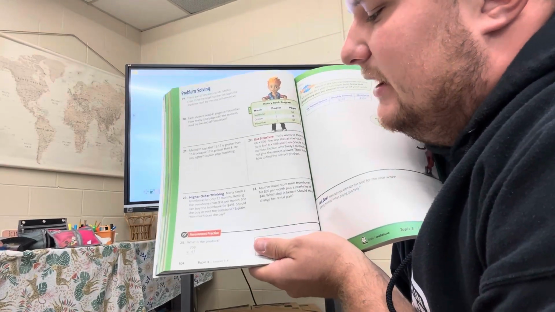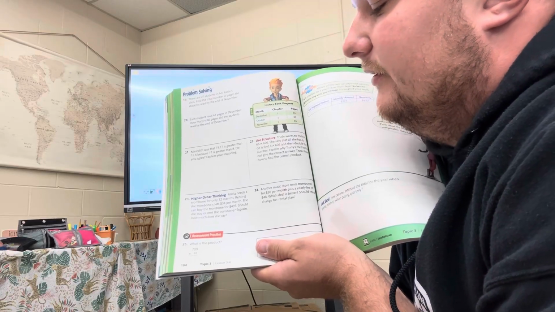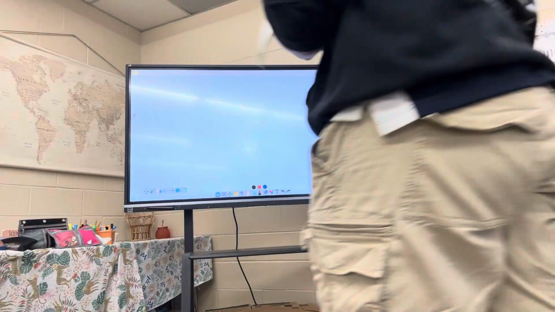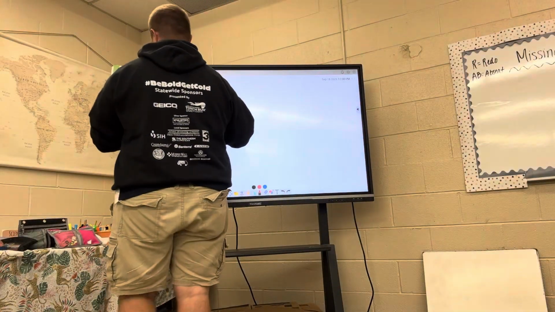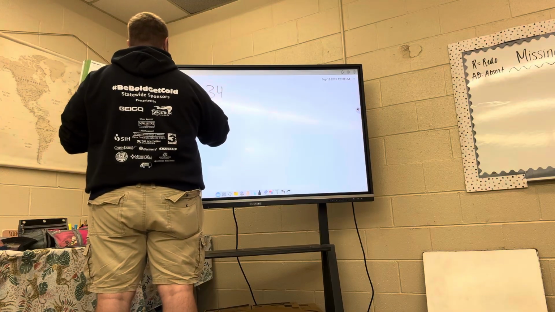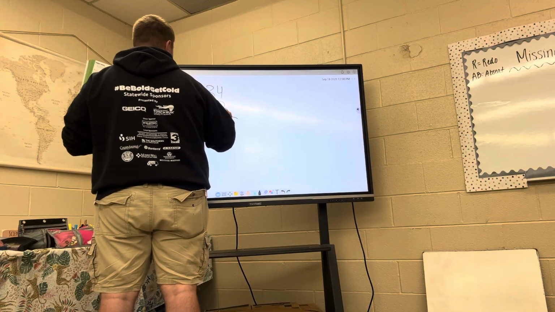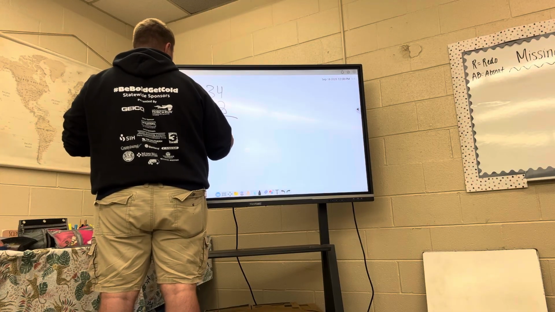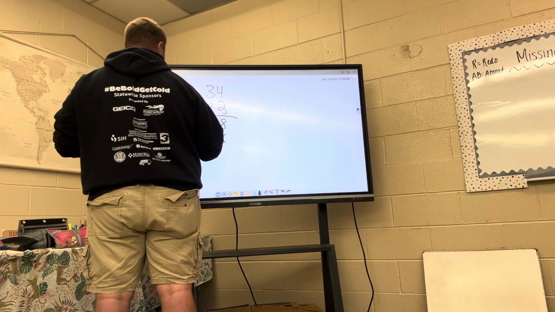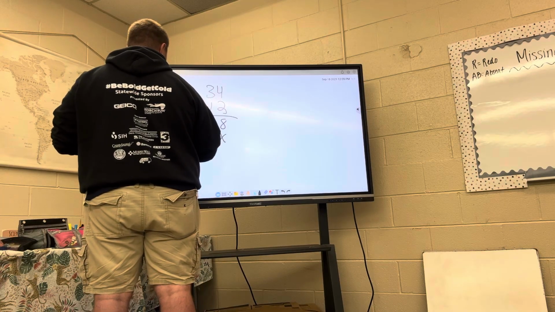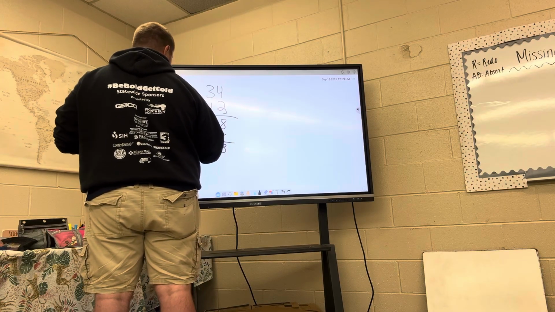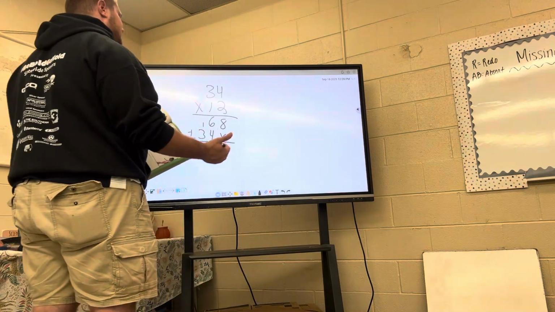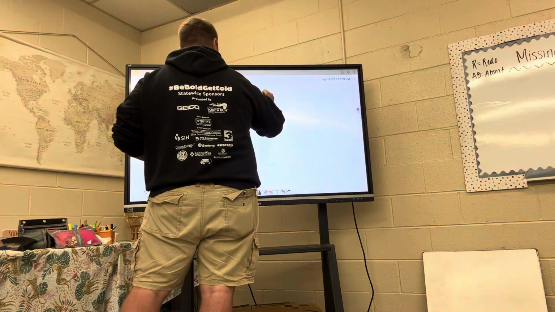Okay. So first we got to find out how much it would cost to have the trombone for 12 months. So I'm going to go ahead and do that on the board. So it says $34 per month, and we know that she needs it for 12 months. 4 times 2 is 8. 2 times 3 is 6. Account for our 0. 1 times 4 is 4. And 3 times 1 is 3. Add these together. So we know at the end of this, if she rented that trombone, it would come out to be $408.